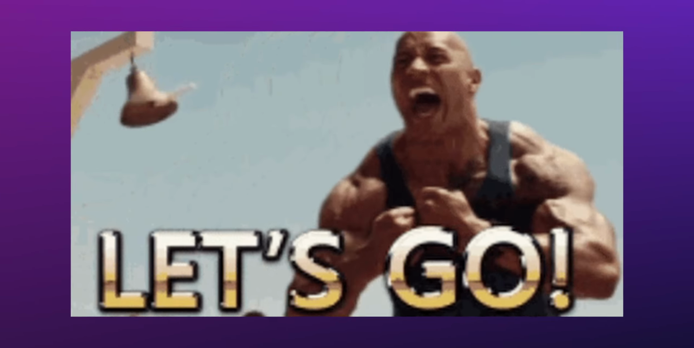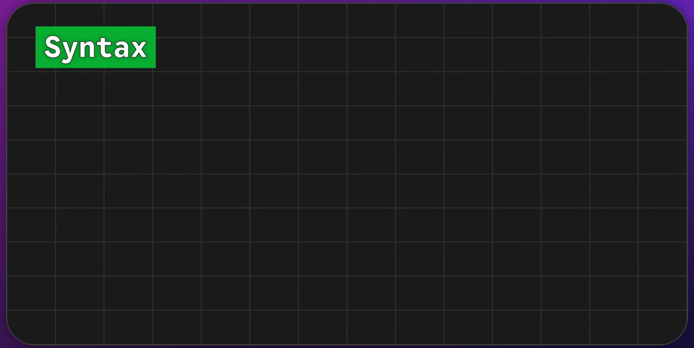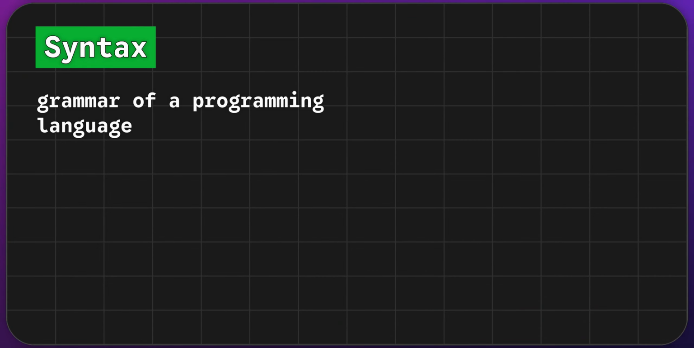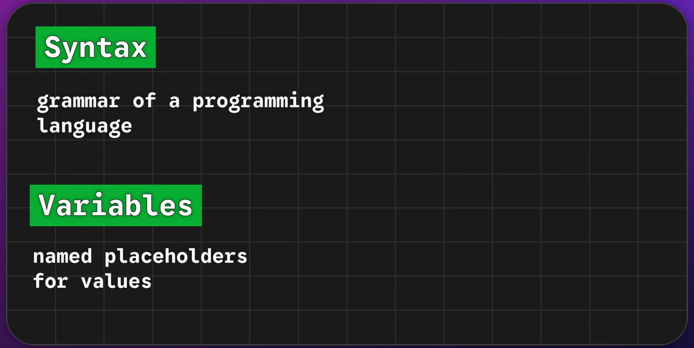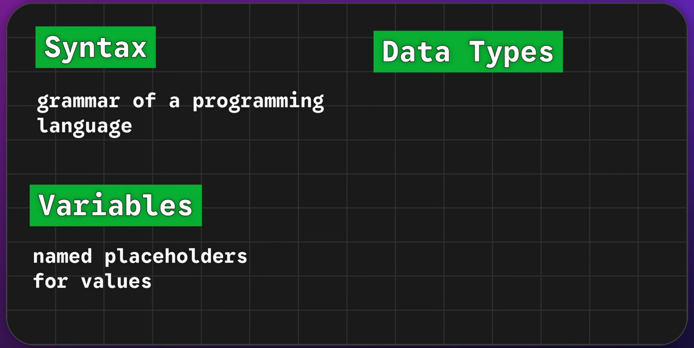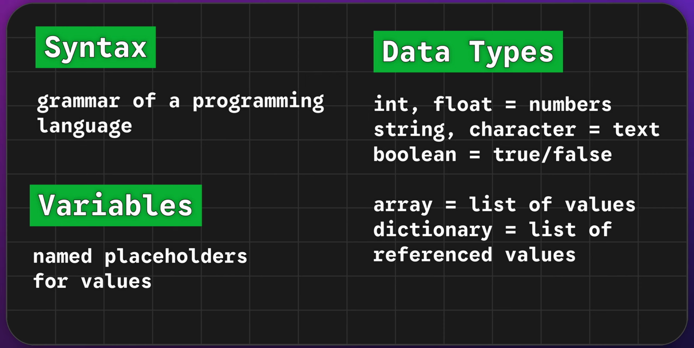Okay, but seriously, we just covered all the basics of programming, and hopefully you saw that every single one of these has a parallel in your real life, or maybe in games that you've played. So let's do a quick recap. The syntax is the grammar of the language you use. Variables are like placeholders for storing data. Data types is like the kind of data you're using, like numbers, text, or true or false. Arrays and dictionaries are ways to store multiple things together.